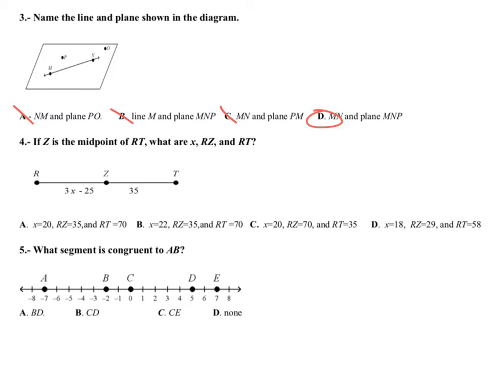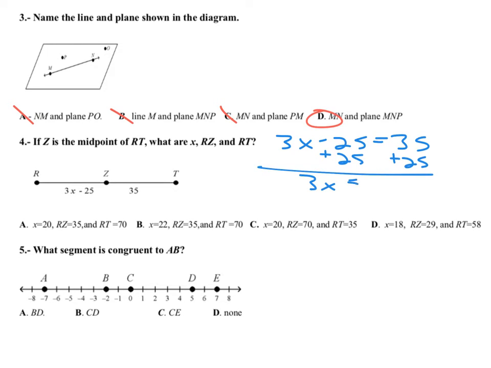And we know that if Z is the midpoint, then this segment right here, 3x minus 25, equals the 35 on the other side. So we can say 3x minus 25 equals 35 and just solve it for x. We get 3x equals 60, and I'm just going to save time here by doing divided by 3 on both sides in my head, and we get 20. Okay, and so that means that x is 20, and RZ is 35, and RT is 70.